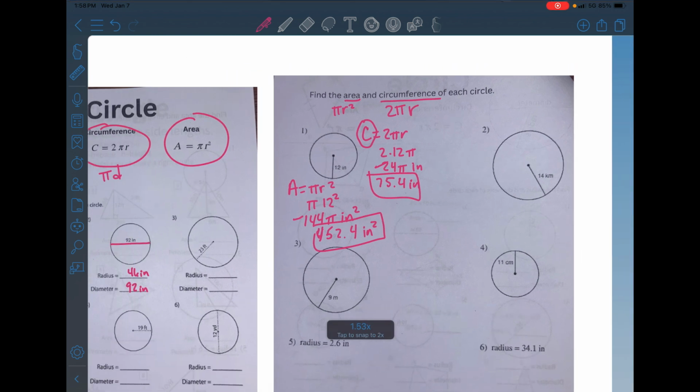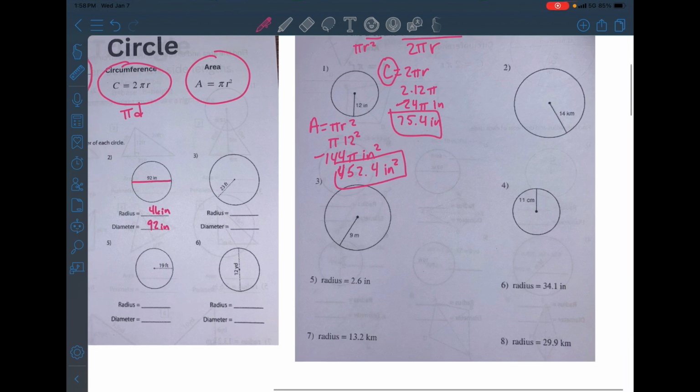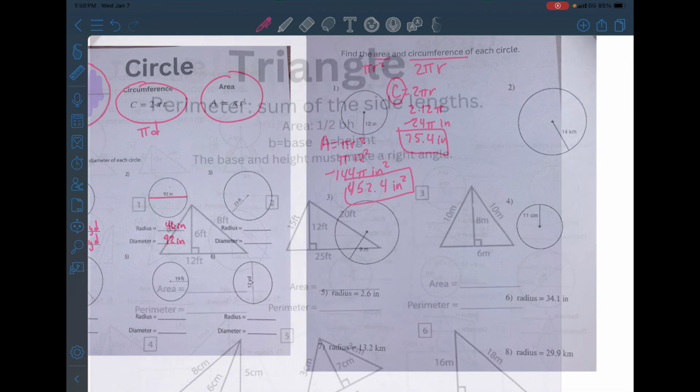See if you can do that. Down here at 5 through 8, you're just going to have decimals. It's okay. You have a calculator. Go ahead and try to do that, and turn this page in when you are finished.